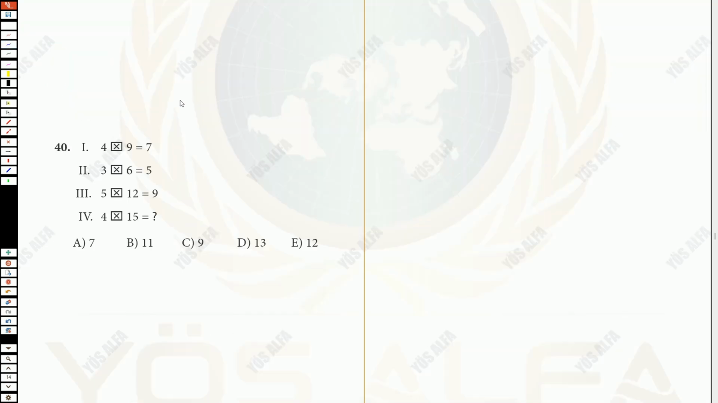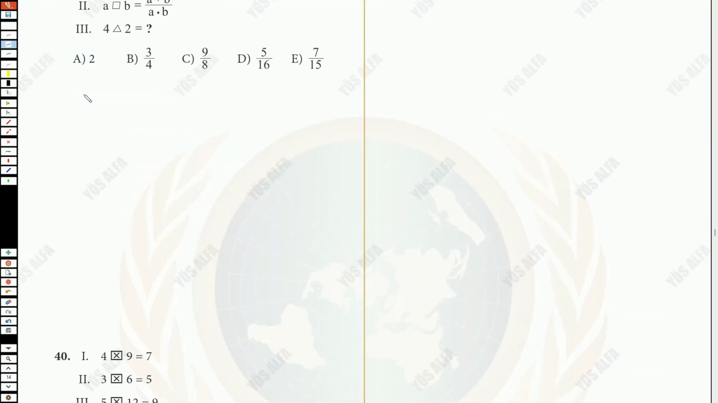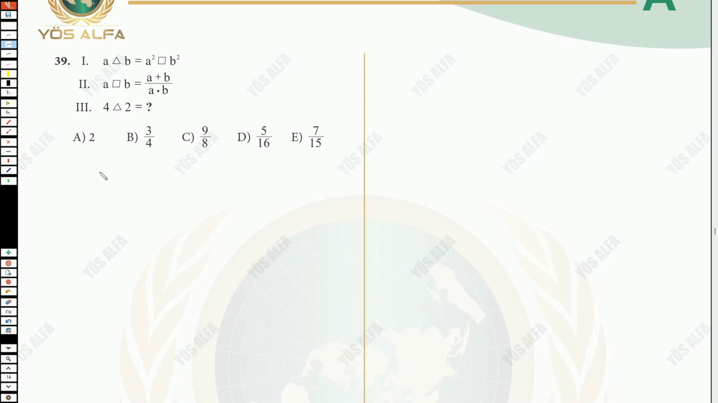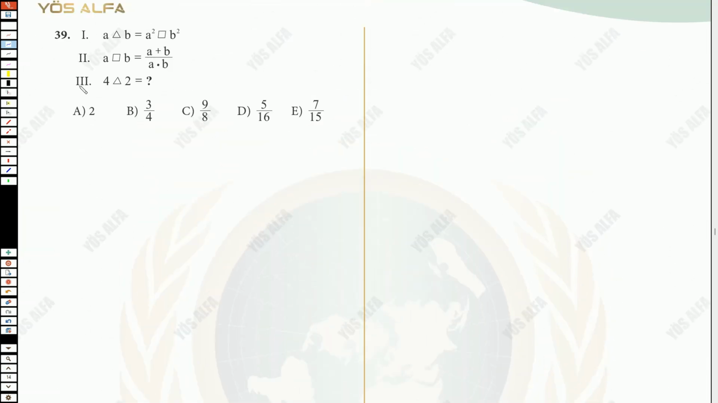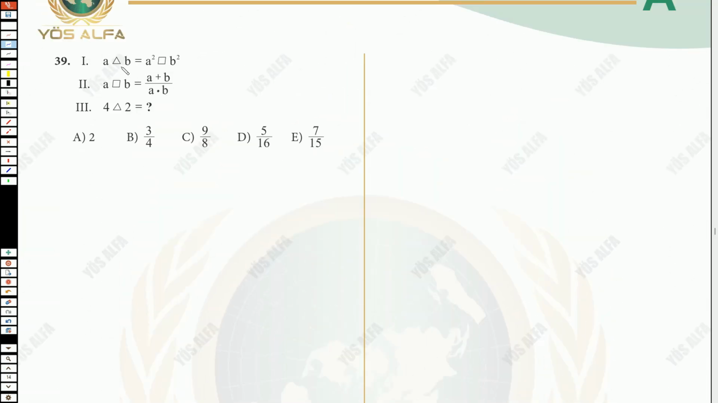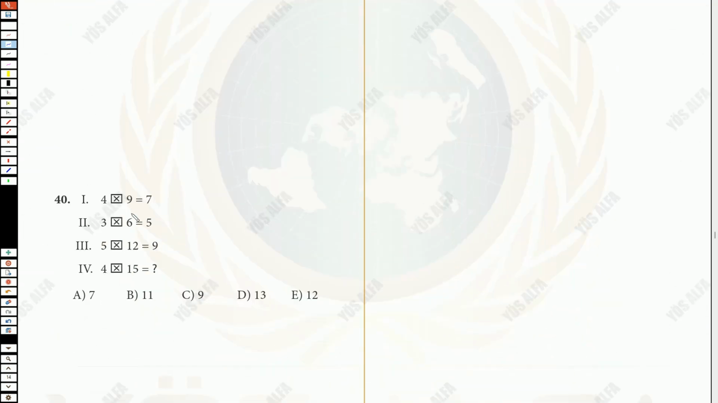Number 40. This is also an operation problem, just like number 39. The only difference between this and number 39 is that in number 39, the formula for each operation is given. But here, you're supposed to find the formula on your own. So the formula here is going to be, let's say this is A, this is B. So we have B minus A plus 2 is the answer. So we can write the operation like this. The formula should follow every operation given here. Otherwise, it's not a correct formula.